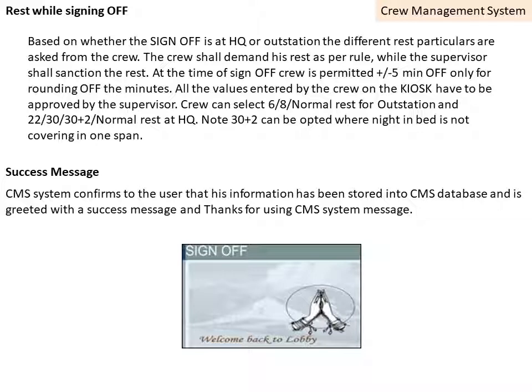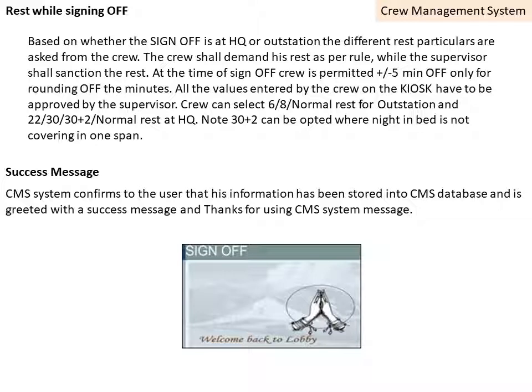And all the requests under the crew kiosk have to be approved by the locals. The crew can select 6/8 or normal rest at outstation, and 22/30 or 30+2 normal rest at headquarters. And 30+2 cannot be opted if the night bed is not covered in one span.